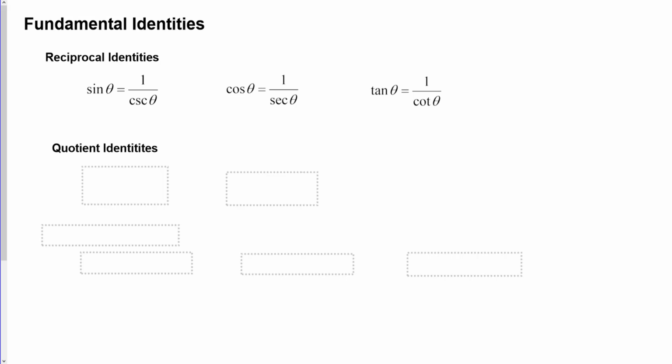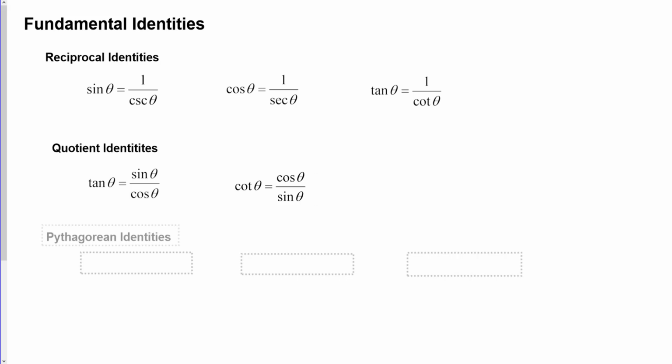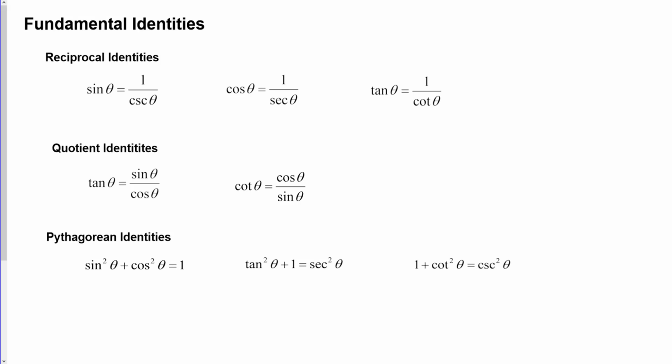We also have the quotient identities, which involve tangent and cotangent. So tangent of theta is equal to sine theta over cosine theta. Cotangent is cosine over sine. We've also seen the Pythagorean identities, starting with sine squared theta plus cosine squared theta equals 1. Tangent squared theta plus 1 equals secant squared theta. And 1 plus cotangent squared theta equals cosecant squared theta.